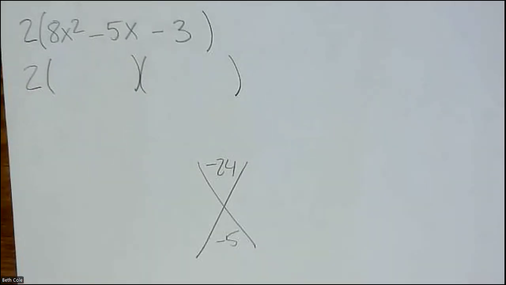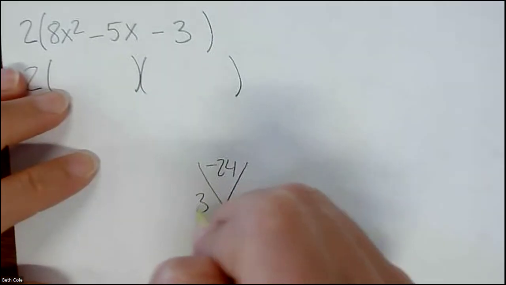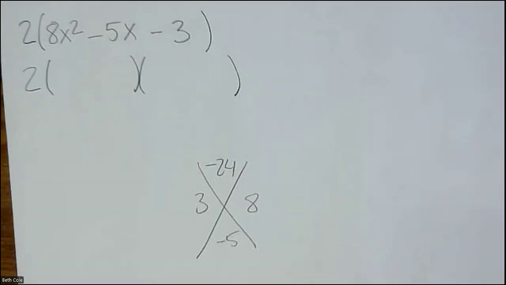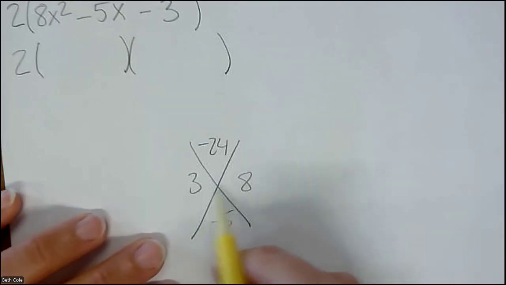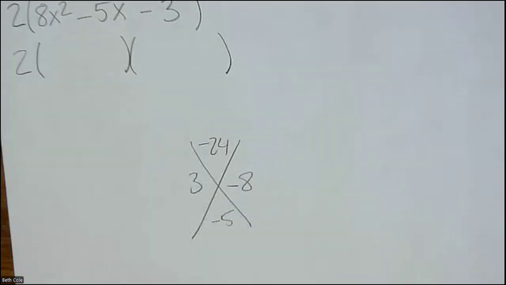So I need numbers that multiply to be 24. Don't worry about the negative. We'll figure it out later. 3 and 8. Good job. You're getting faster because you're building your number sense. All right. Now to get a negative 5, which one gets the negative? Good. 3 minus 8 is negative 5.